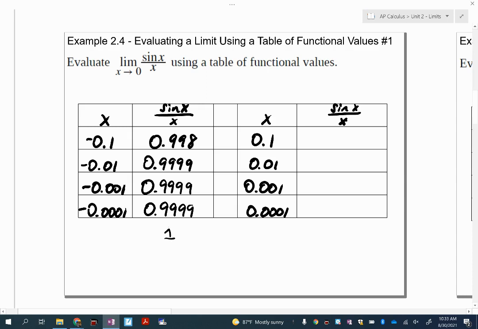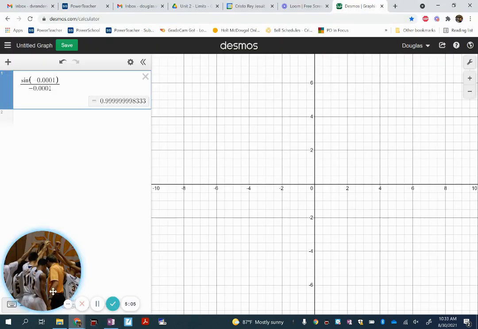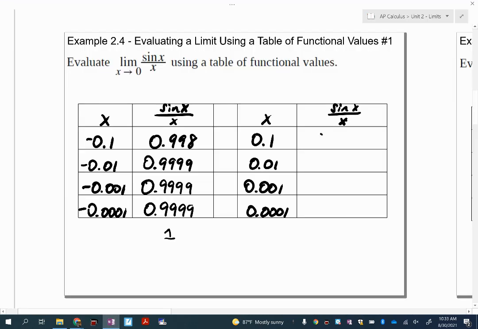Now let's try from the right side of 0. So let's plug in 0.1. Okay, so that's going to start out with 0.998 again. And same thing's going to happen as I plug in more zeros or get closer and closer to 0. You're going to see that my y value is approaching 1 again.